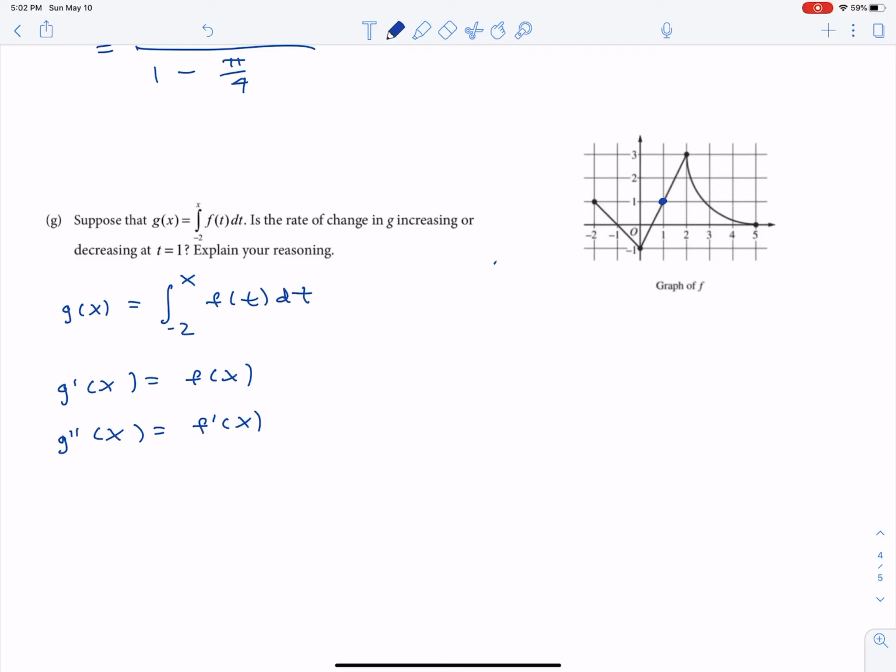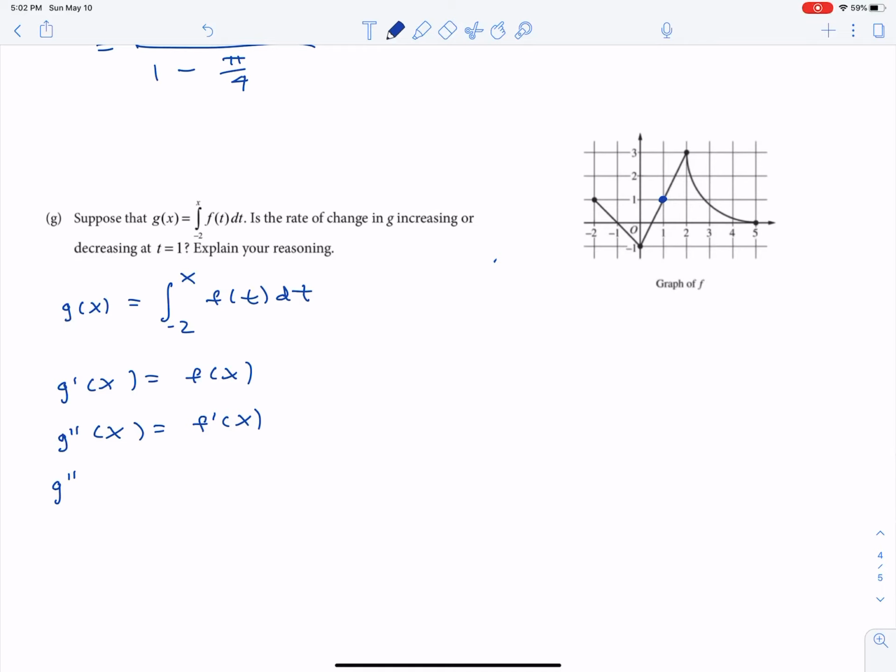So remember, when I'm saying that value, I want to know what is this value right here. What is g double prime of 1? So g double prime of 1 is the slope of the tangent line to that point, which we already said was 2. So the second derivative is positive, which means that our rate of change is increasing.